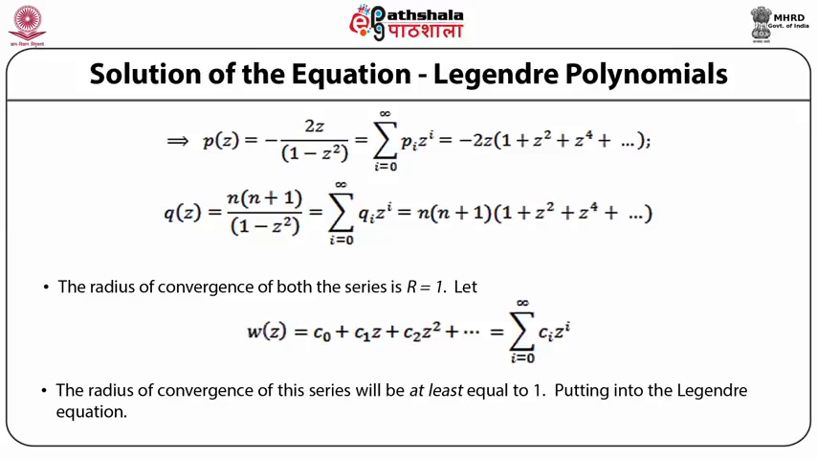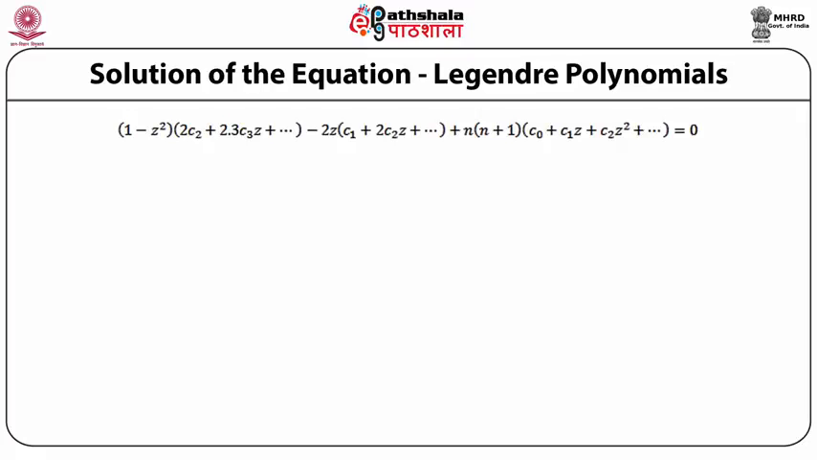Putting into the Legendre equation, we obtain (1 − z²)(2c2 + 2·3 c3 z + so on) − 2z(c1 + 2c2 z + so on) + n(n+1)(c0 + c1 z + c2 z² + so on) = 0.